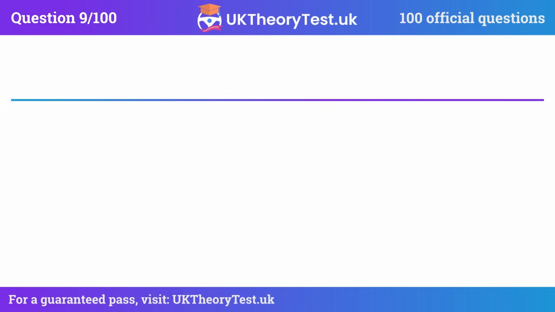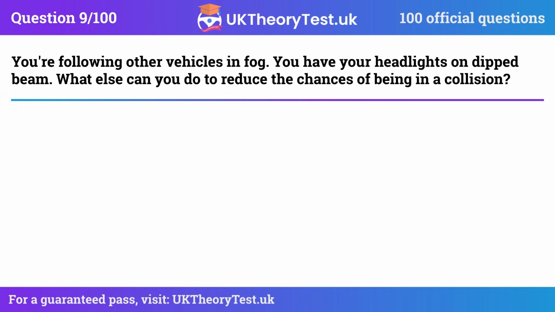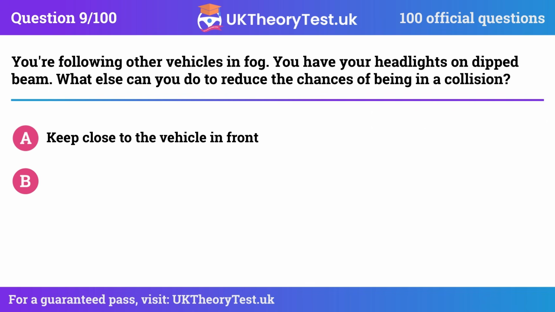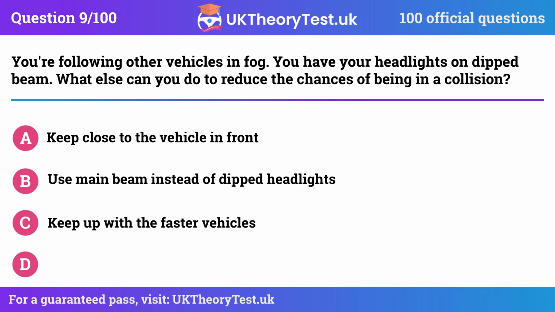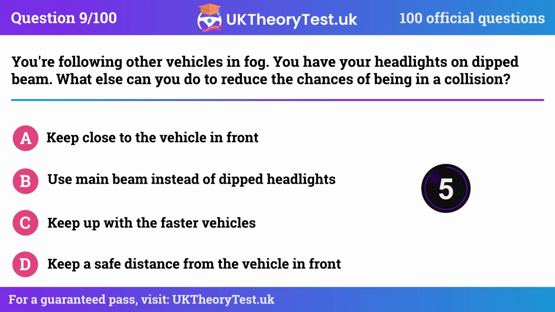Question 9. You're following other vehicles in fog. You have your headlights on dipped beam. What else can you do to reduce the chances of being in a collision? A. Keep close to the vehicle in front. B. Use main beam instead of dipped headlights. C. Keep up with the faster vehicles. D. Keep a safe distance from the vehicle in front.